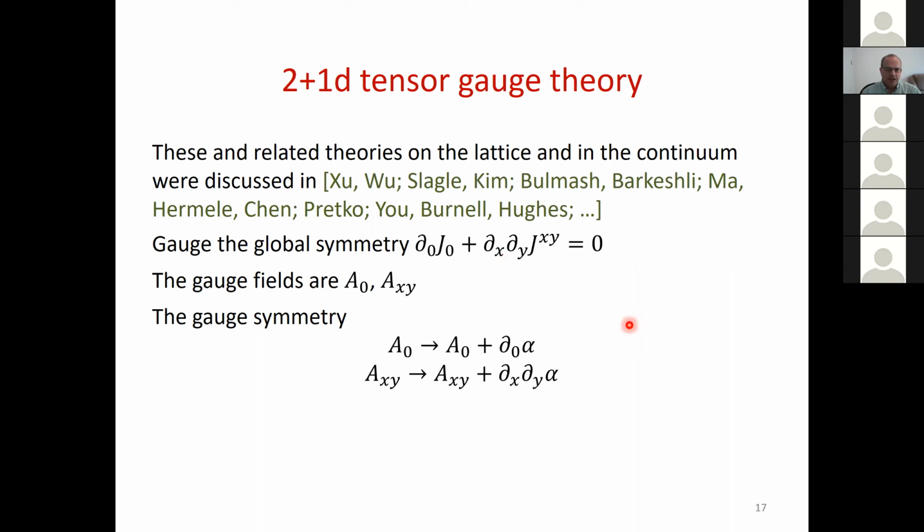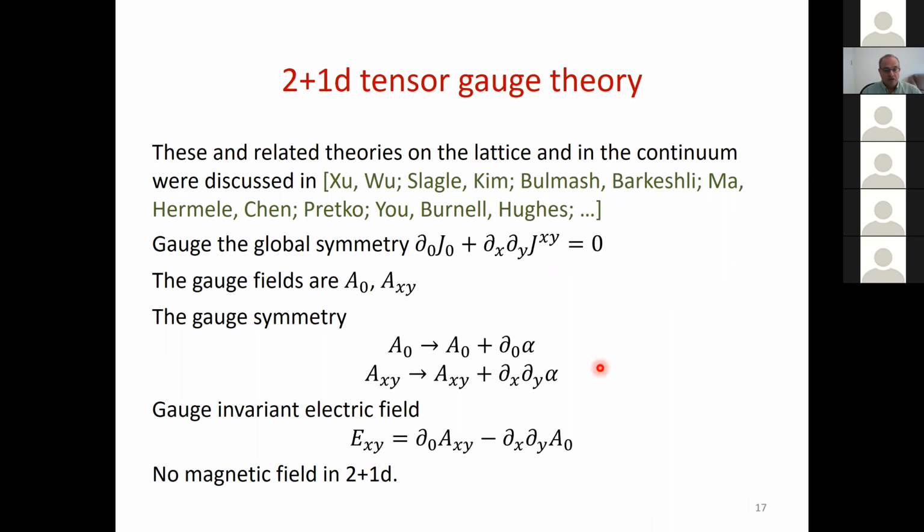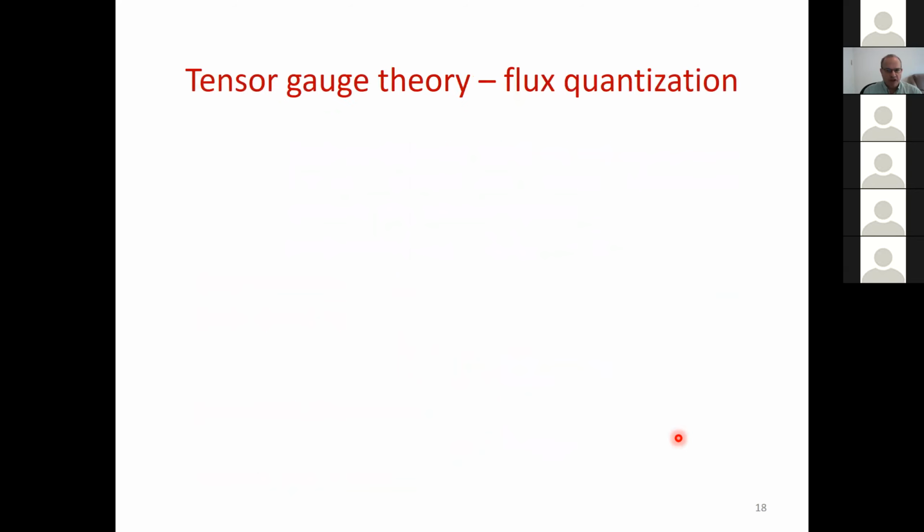So we have gauge fields A0 and AXY with these gauge transformations. And we'll just follow our nose and do what we normally do in such theories. So we can construct a gauge invariant electric field, and you can check that the gauge variation from here cancels the gauge variation from here. And we are in 2+1 dimensions, so there's no magnetic field. The same problem in 3+1 dimensions does have a magnetic field, but this problem in 2+1 dimensions does not. We could ask, is there flux quantization? Is the gauge group U(1) or is the gauge group R?